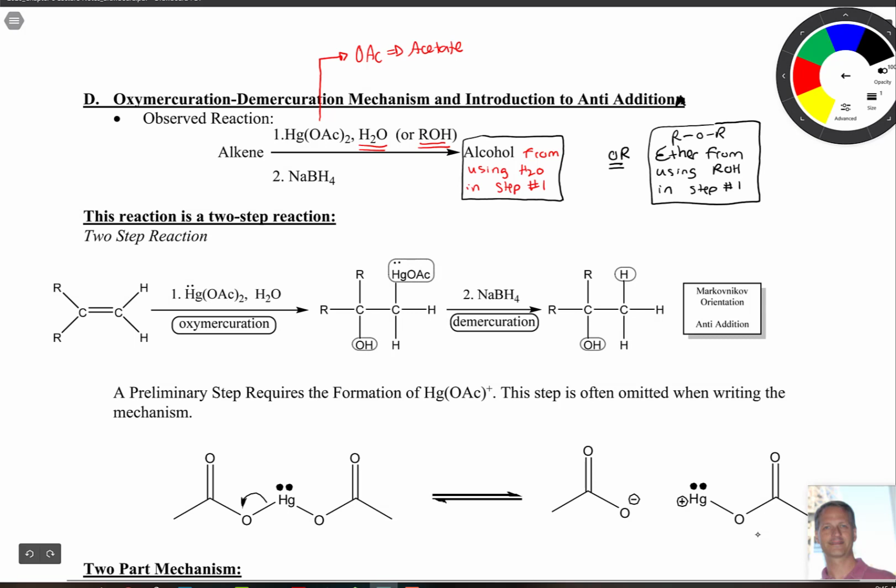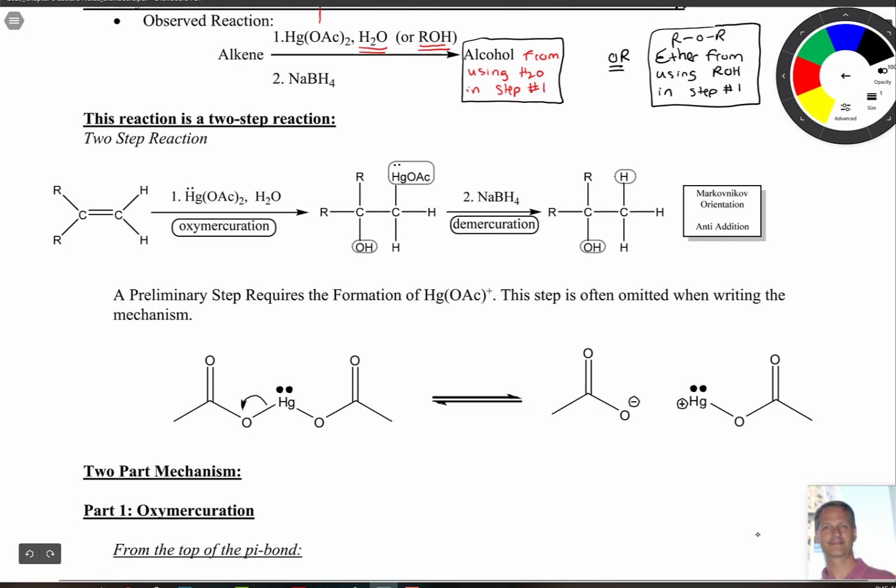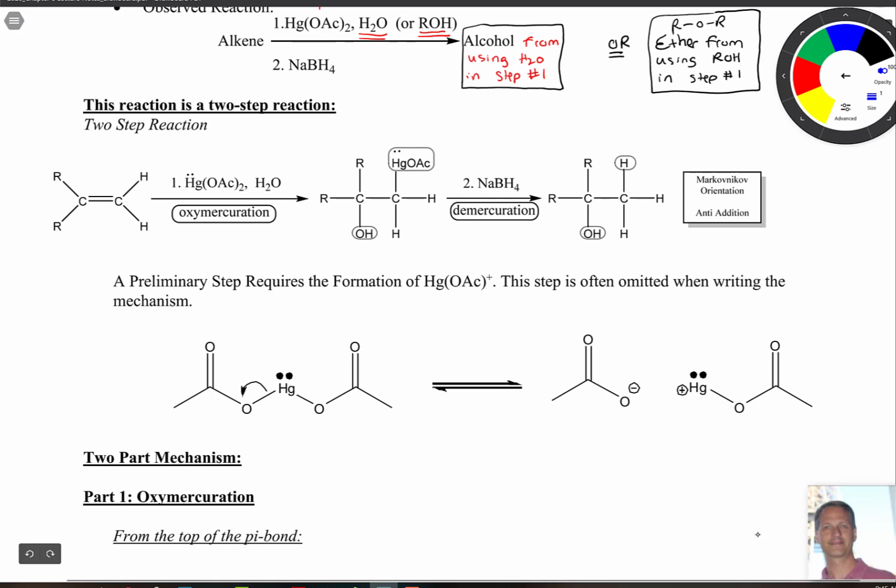So let's take a closer look at the two-step reaction. The first part of this, I'm going to use a highlighter here, is the oxymercuration. So it'll be hydroxy if we are adding an OH, or alkoxy if we're adding an R group. And we're going to get an HgOAc added anti to where the OH was. That step we're going to spend a lot of time talking about.